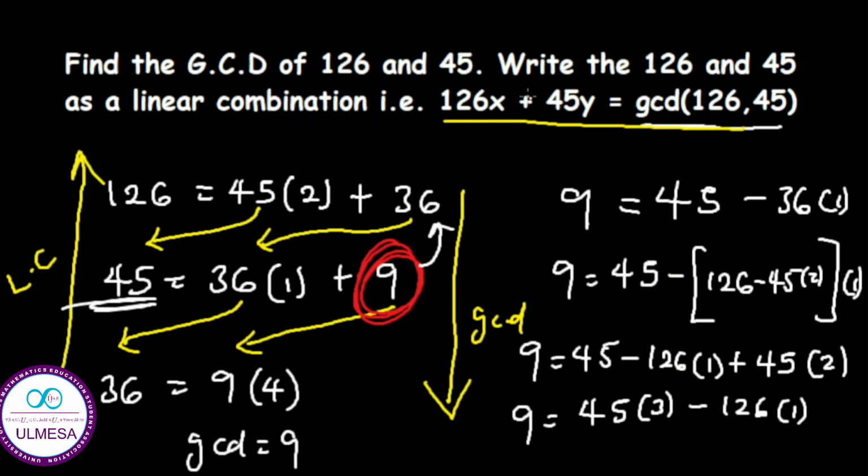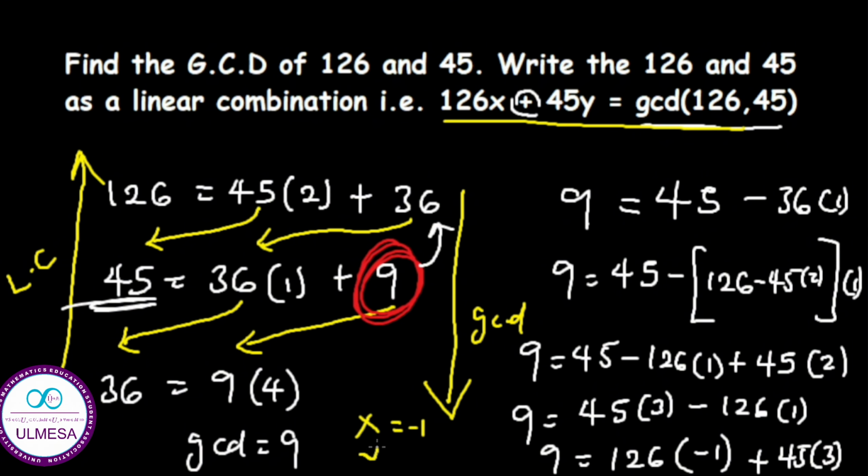But now there's a plus here. It has to be a linear combination, that is in plus form. So can I write it like this? 9 is equal to 126 times minus 1, because it's still minus 126, plus 45 in 3 places. Are we not done? We are done. If I trace it with the linear combination, what's my x now? My x is minus 1. My y is 3. Ladies and gentlemen, we have been able to make it a linear combination where x is equal to minus 1, y is equal to 3.